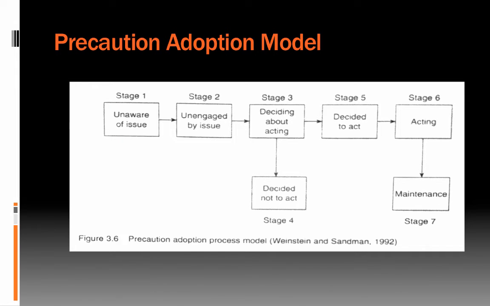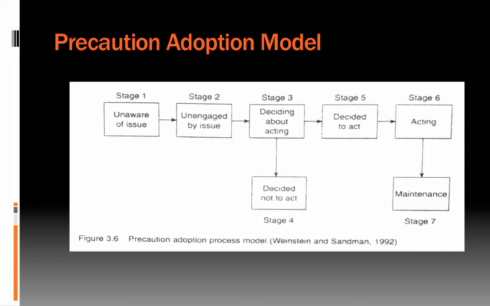The next process model we could look at is called the precaution adoption model. This is a model that looks at the process whereby people decide to start taking precautionary behaviors. Again, those sort of behaviors like perhaps self-screening measures or engaging in health screening activities like checking one's cholesterol or checking blood pressure. This model predicts that people go through six broad stages. At the beginning, they may be completely unaware of the issue. They don't have any idea that this is a health issue. They may lack information about what it's all about.